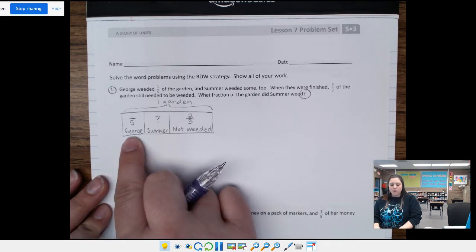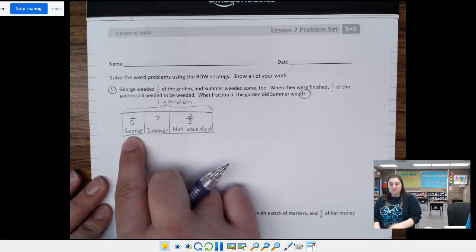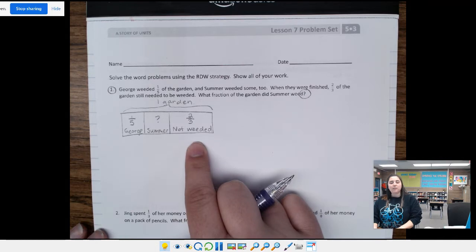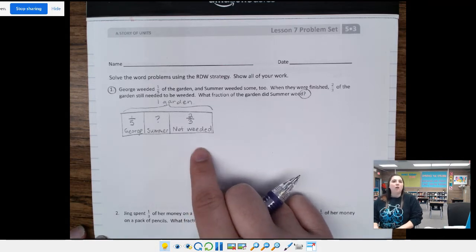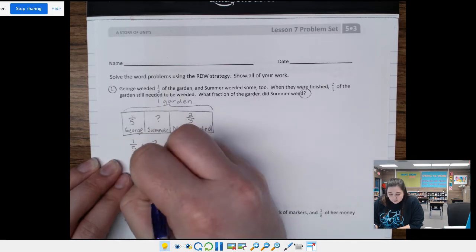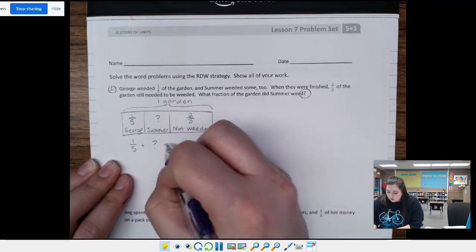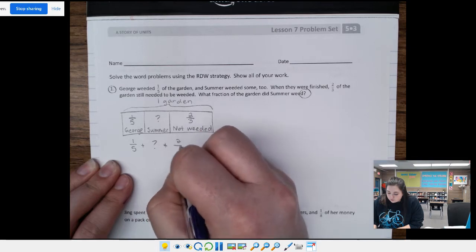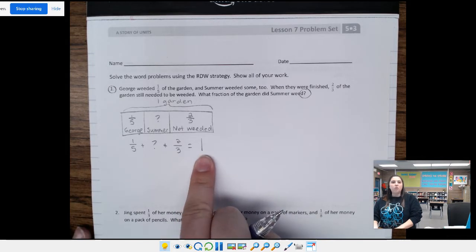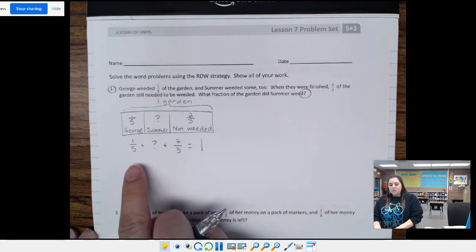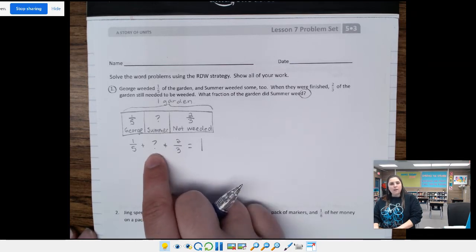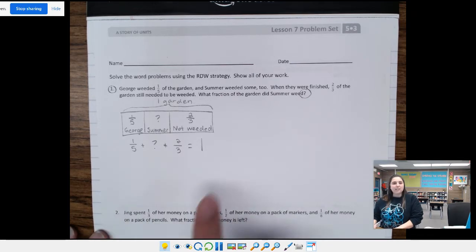We said 1/5 was weeded by George, some amount was weeded by Summer, and then there was 2/3 that was still not weeded. And all of this, if I took what George weeded plus whatever Summer weeded, and what's left over, the 2/3, that should equal the whole garden. So it's a little bit difficult to try and figure out what that question mark would be here, thinking of it as an addition problem.